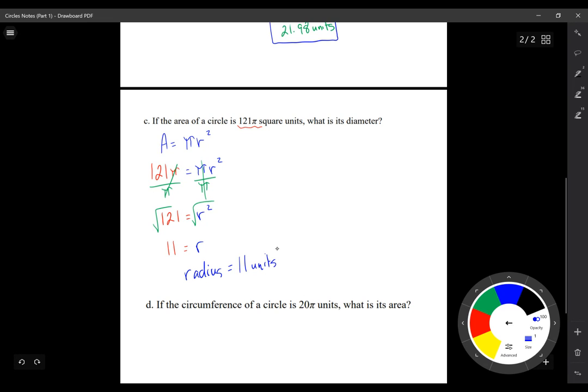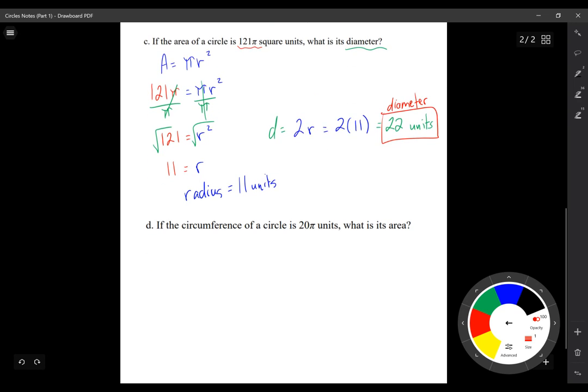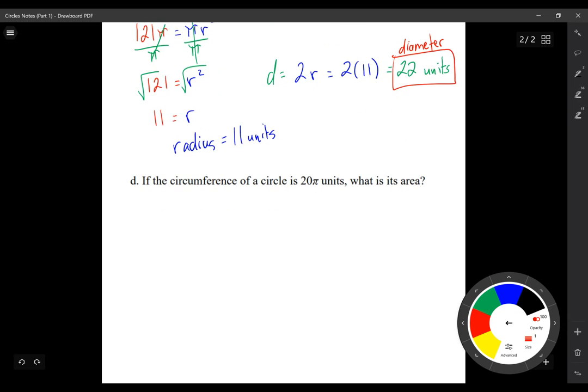But we are asked about the diameter. So we know that our diameter is going to be equal to 2 times the radius, which is equal to 2 times 11. So our diameter equals 22 units. So that's an example of working backwards to find our diameter. And I'll just label that here. And then the last one, our circumference is 20 pi, and we need to find its area.